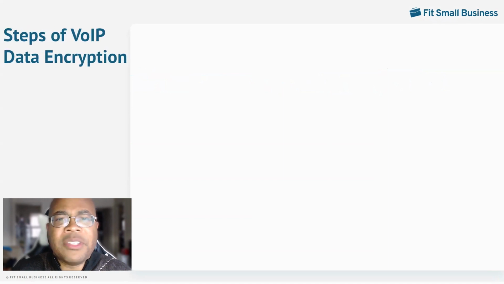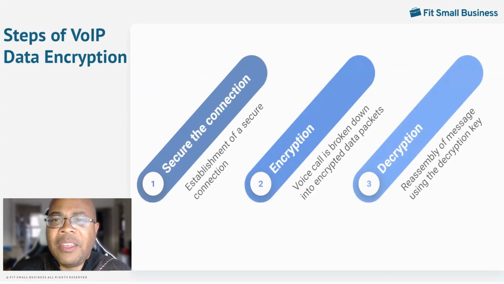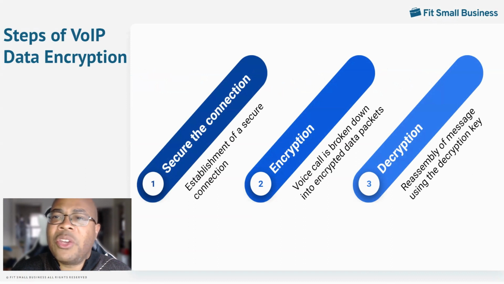VoIP encryption happens in 3 steps. First, the establishment of a secure connection during a call. Then the body of your audio is broken down into data packets sent through an SRTP, secure real-time transfer protocol. The third and final step entails unpacking the packets once your message arrives at the destination. This entire process happens within milliseconds, between when you speak and when a caller hears you.